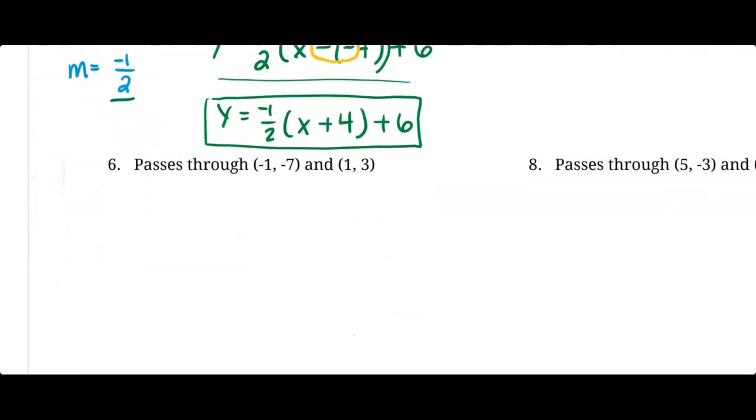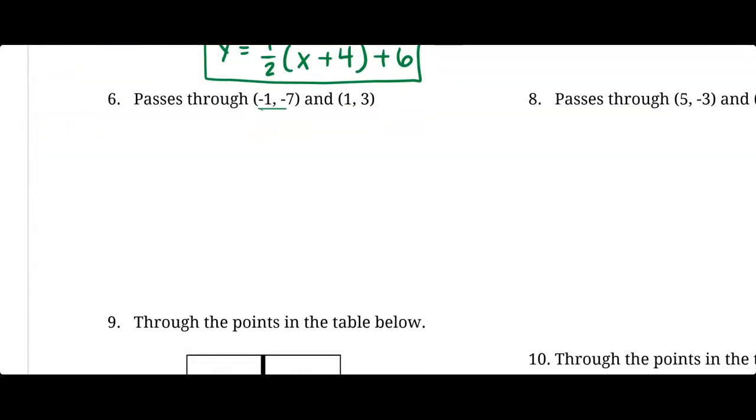Okay. So let's do number 6. Once again, I have 2 points and no slope. So I'm going to find my slope. Actually, let's do this one using the slope formula. So m is equal to y2 minus y1 over x2 minus x1. So that's going to be -7 minus 3 over -1 minus 1. You could have also done 3 minus -7 over 1 minus -1, whichever way you are more comfy with.